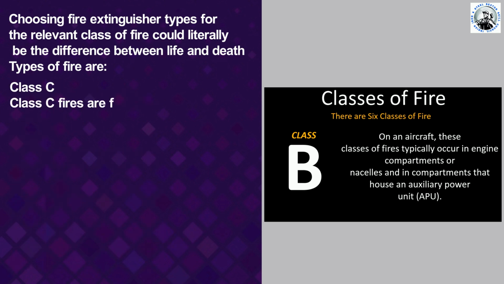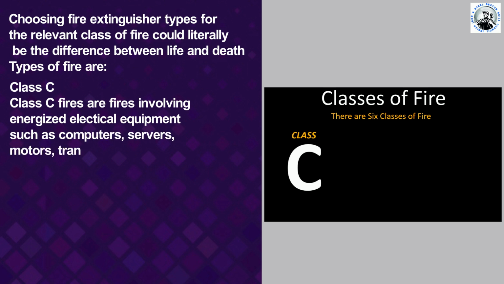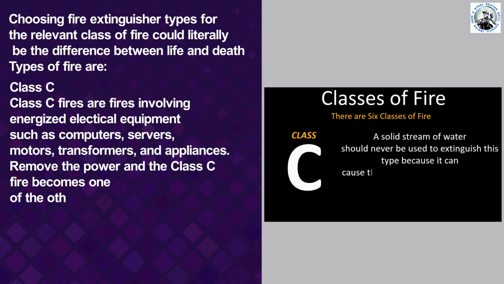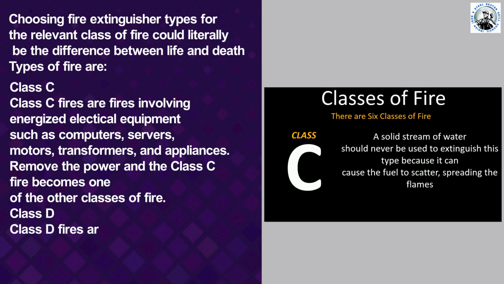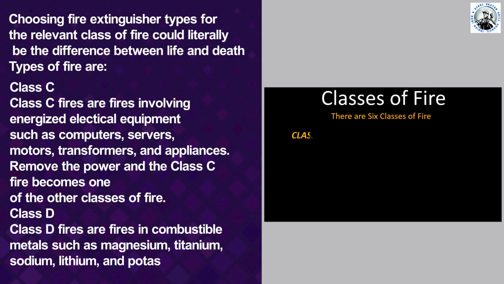Class C. Class C fires are fires involving energized electrical equipment such as computers, servers, motors, transformers and appliances. Remove the power and the Class C fire becomes one of the other classes of fire. Class D. Class D fires are fires in combustible metals such as magnesium, titanium, sodium, lithium and potassium.